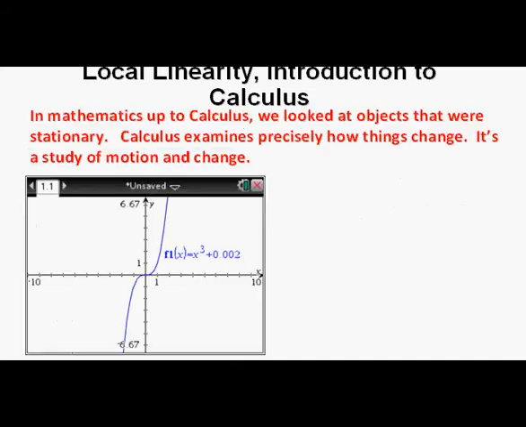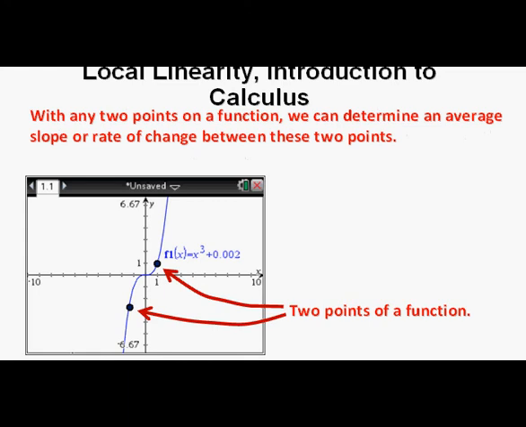In mathematics, up to calculus, we looked at objects that were stationary, not moving. Calculus examines precisely how things change. Calculus is a study of motion and change. Specifically with calculus, we can, in effect, zoom in infinitely and determine the exact slope of any point on a function. With any 2 points on a function, we can find an average rate of change.